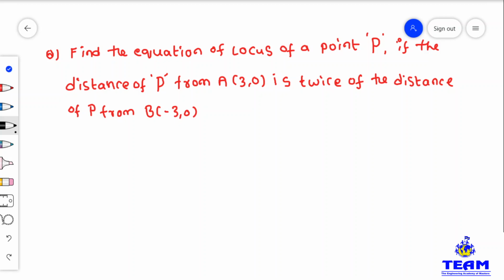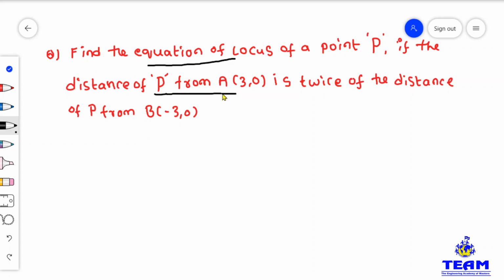Friends, in this video we are solving a problem on locus. The given problem is: find the equation of a locus of a point P if the distance of P from A is twice the distance of P from B. What is meant by this?